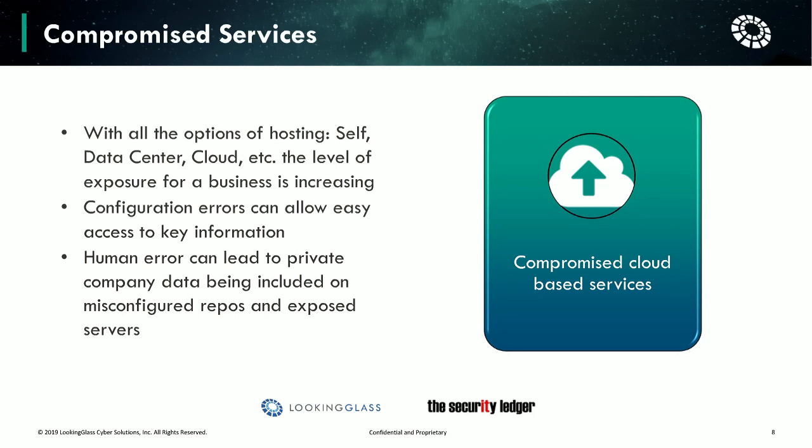And human error can lead to private company data being included on misconfigured repos and exposed servers. And it's not done in a malicious way. It's just in many ways willful ignorance. And we saw this in the Northrop Grumman issue, where AWS keys were left on an exposed server. We saw this when key government information was left on an exposed AWS repo, an S3 one.